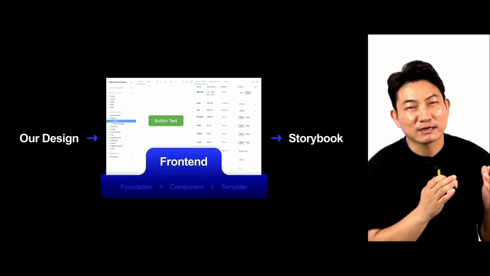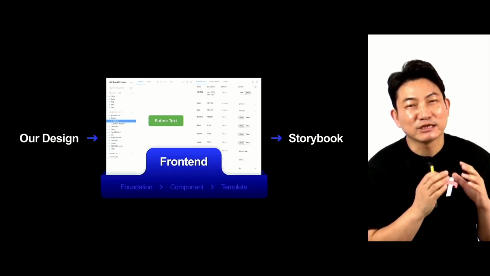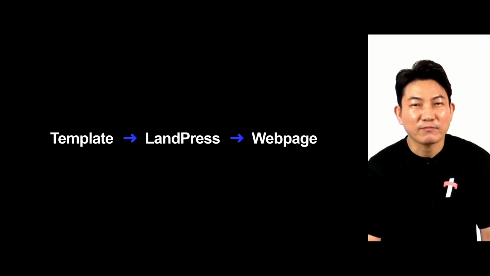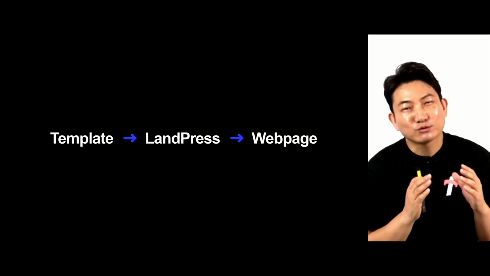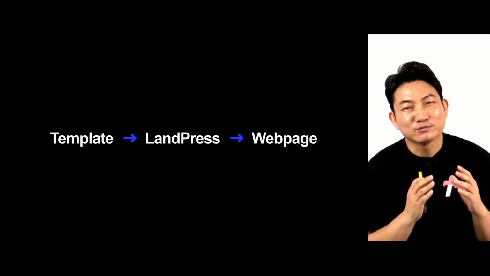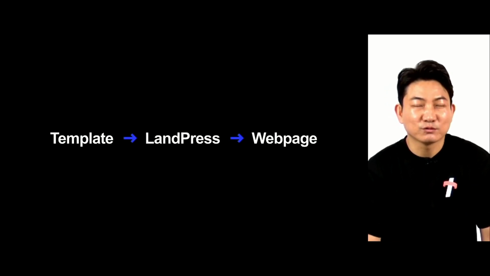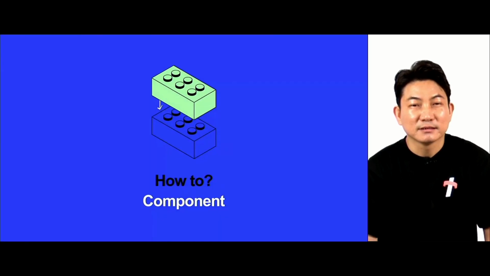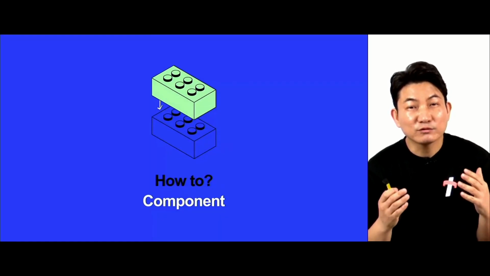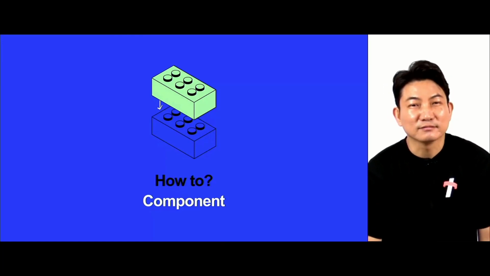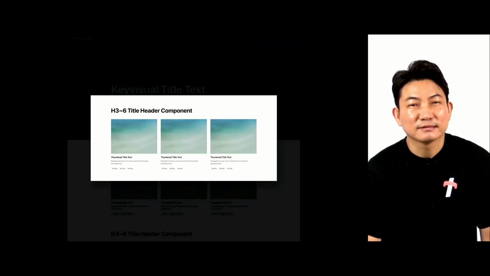And together with the development of the front end, from foundation down to the template, all the structure will be based on the design, and the code is formatted to make sure of that consistency. So the code-based design can be on LandPress, so that it will be provided for others to be able to use it easily. In order to create a template, you need to have components. How can you create components?